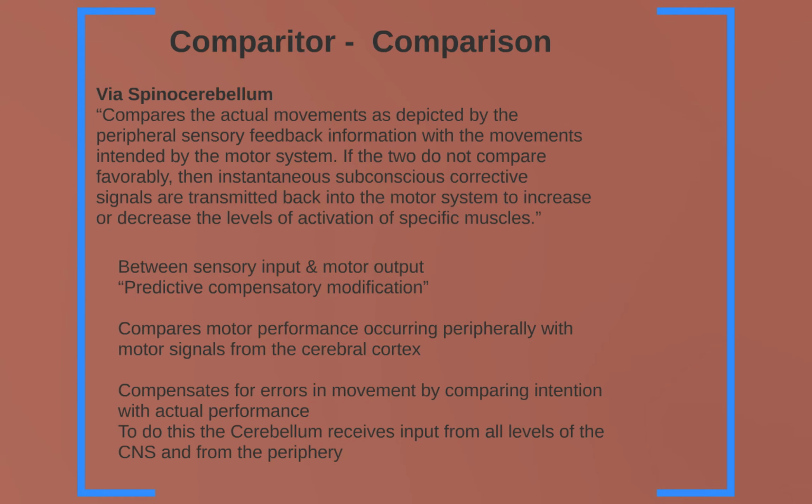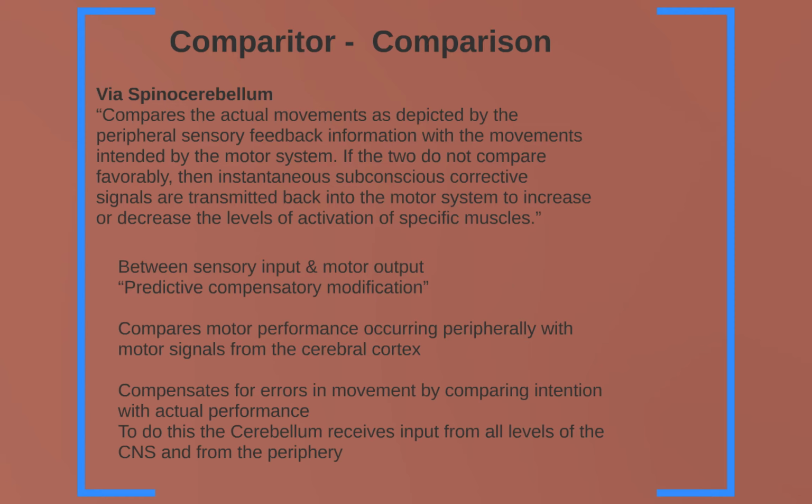But it doesn't stop there. The cerebellum is not only a regulator, but it's also a comparator. And this occurs in the spinocerebellum. This is where you actually have a comparison of the actual movements as depicted by the peripheral sensory feedback information with the movements intended by the motor system. If the two don't compare favorably, then instantaneous subconscious corrective signals are transmitted back into the motor system to increase or decrease the levels of activation of specific muscles.